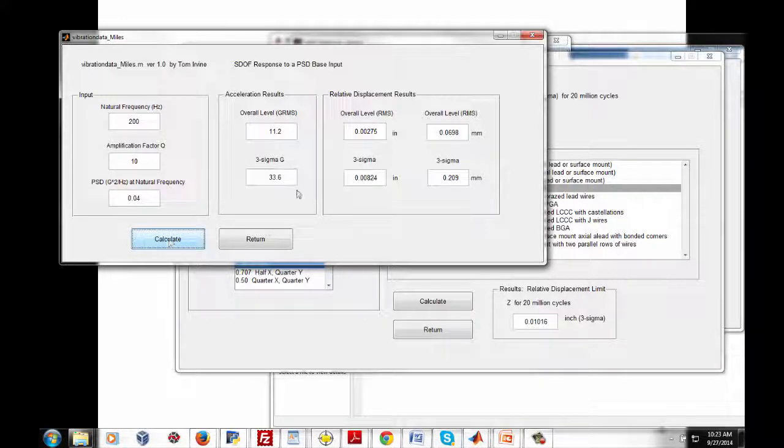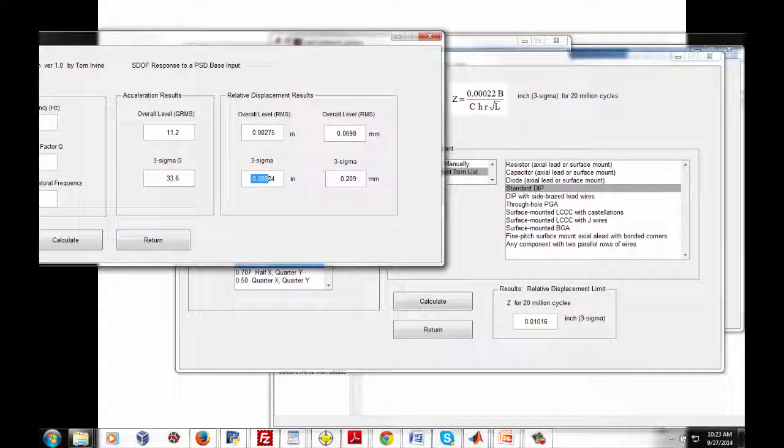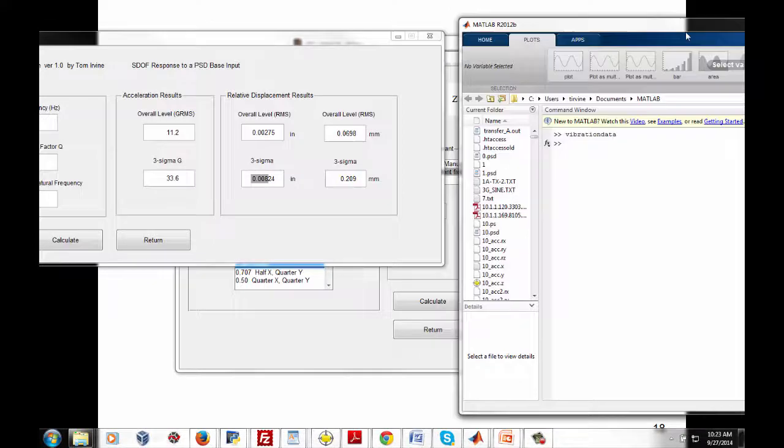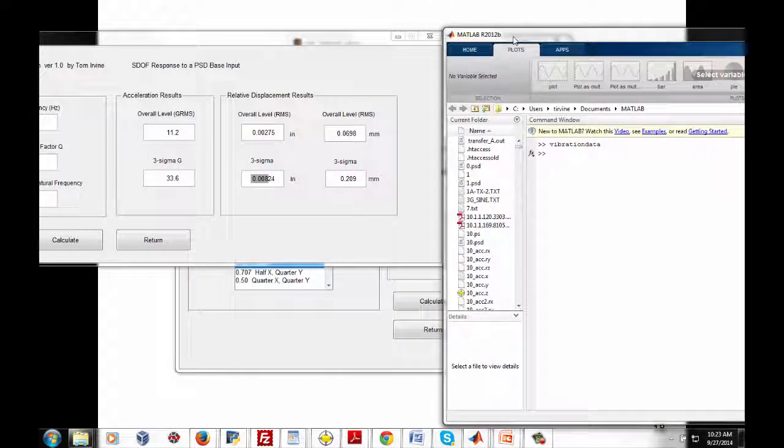All other things being equal, we've got 8 thousandths of an inch 3 sigma relative displacement. That is less than our threshold of 10 thousandths of an inch, which means we're good to go for 20 million cycles. Well, how long is 20 million cycles? How can we convert that to a duration? Because our program manager just wants to know how many hours that part can endure.